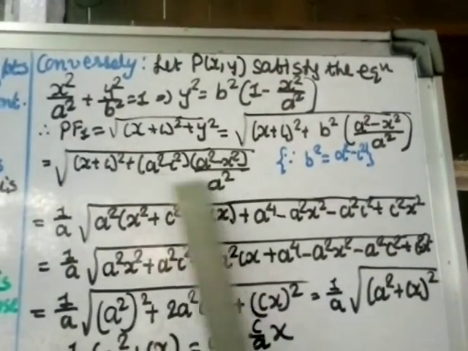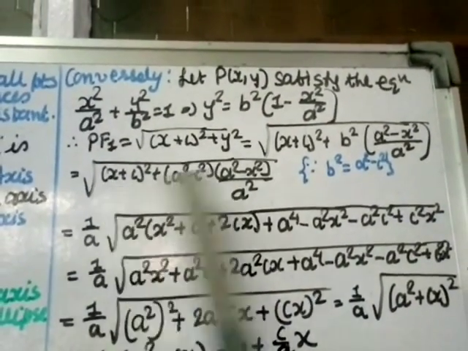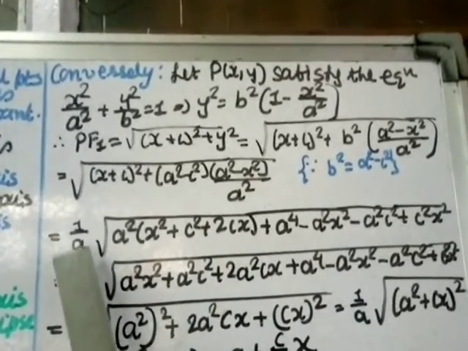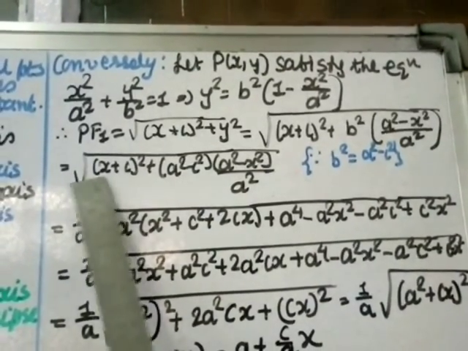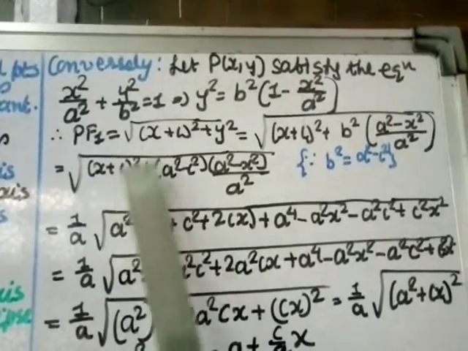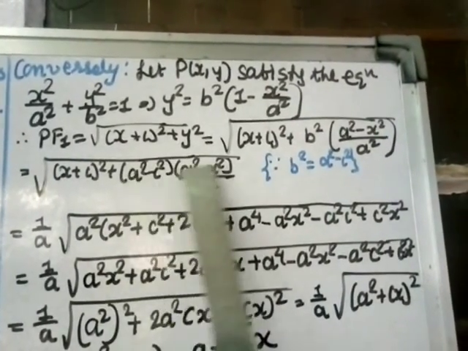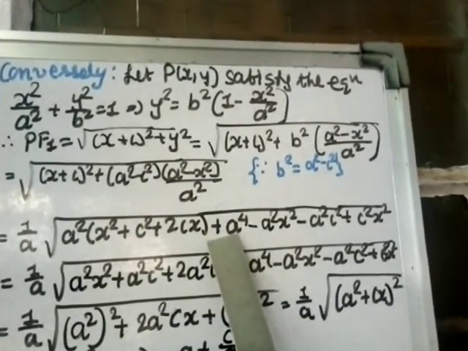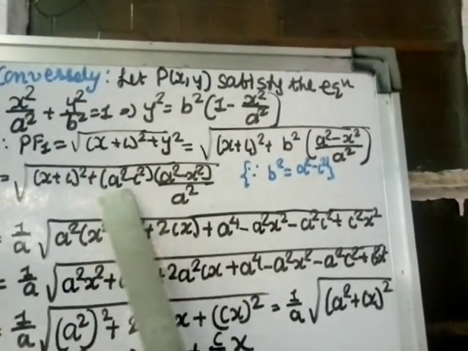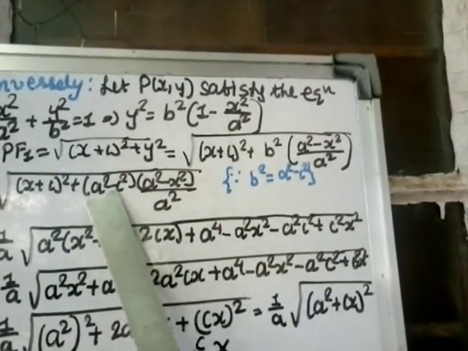I place here. I am taking LCM, taking a square out of the square root as 1 by a. So here a square, and this I am expanding using (a plus b) whole square: x square plus c square plus twice cx, plus this, multiplying these two brackets. So a square into a square is a power 4, minus a square into x square, minus a square c square, plus c square into x square.